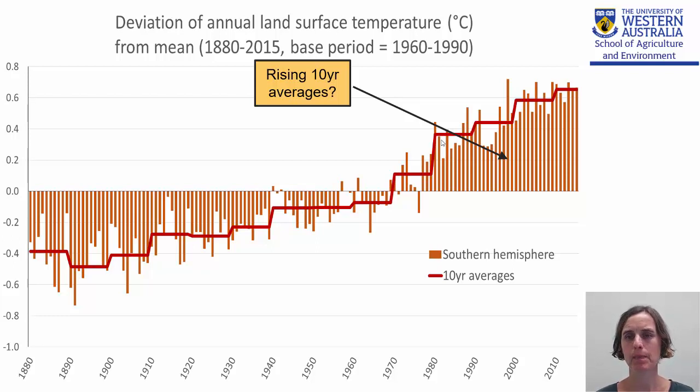Now, some people have argued that, right, 160 years of data, that's not enough. The Earth has gone through colder and warmer periods for centuries. And this data that you're showing us here isn't proving anything.